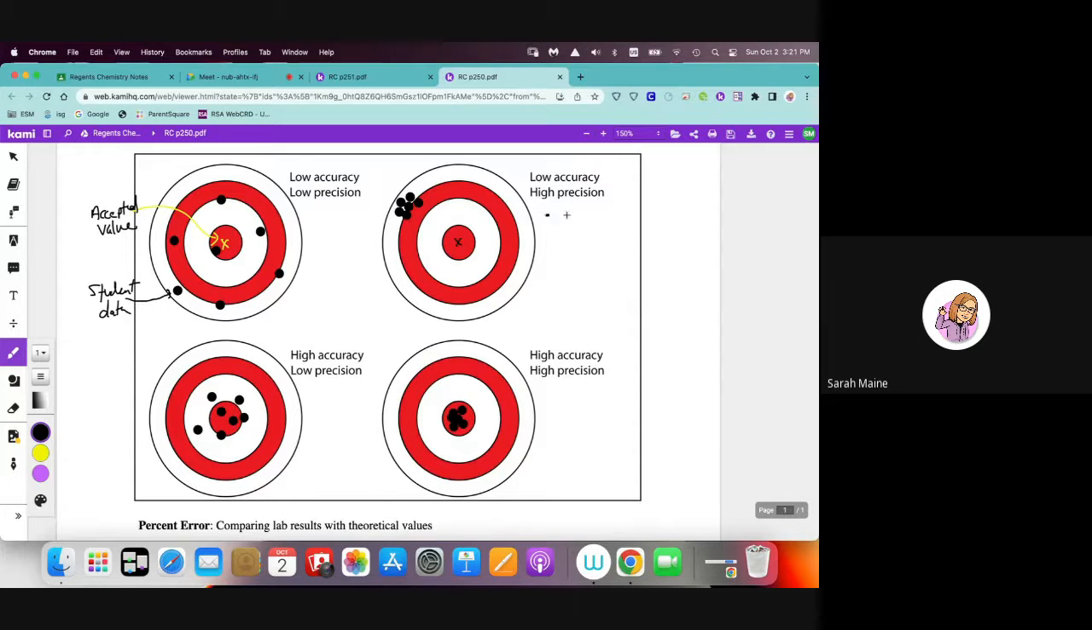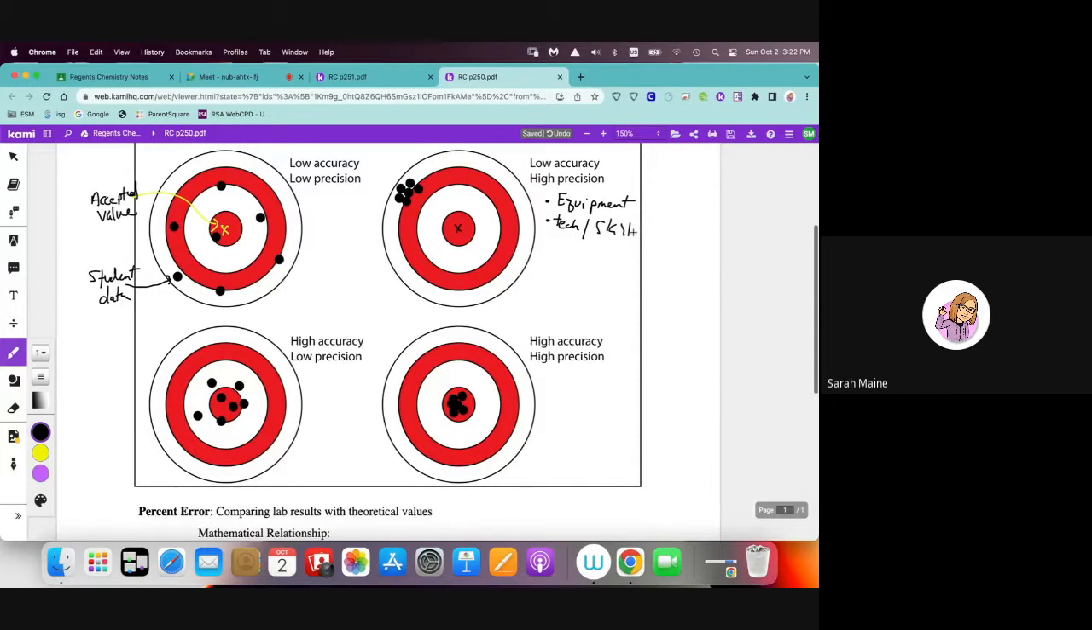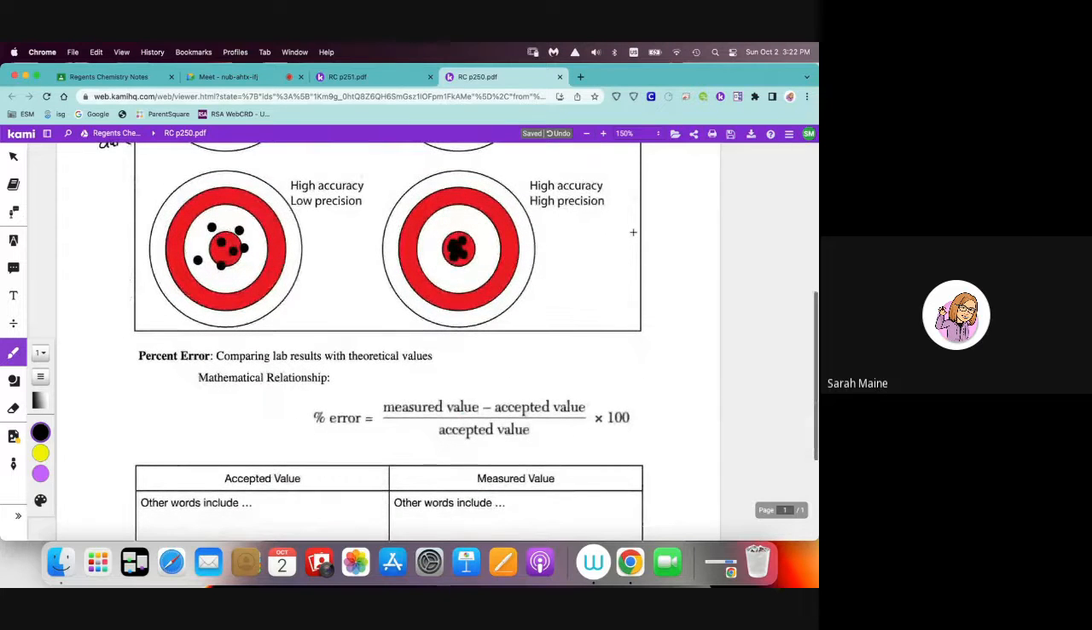It could indicate that there might be an issue with the equipment. So maybe the equipment is out of calibration and needs to be fixed. Or the student is starting to use the piece of equipment and is more consistent in how they are using it, but however, their technique or skill is still being developed. So I'm going to just write tech/skill.